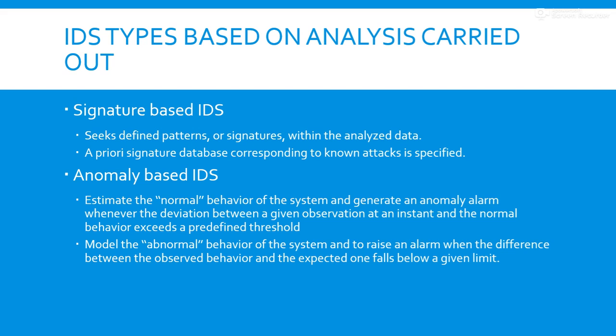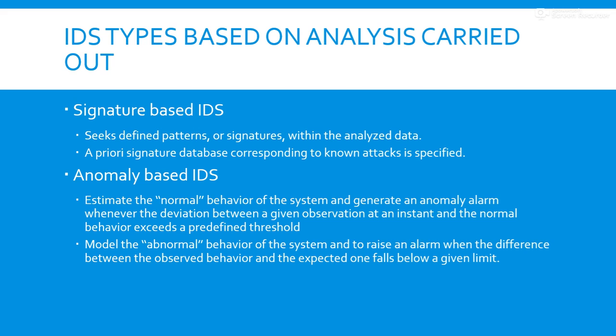Depending on the type of analysis carried out, intrusion detection systems are classified as either signature based or anomaly based, whether it is host based or network based. Depending on what kind of analysis is carried out by each type of intrusion detection system, they can be further classified as signature based IDS and anomaly based IDS.